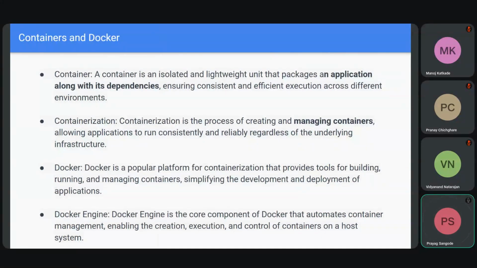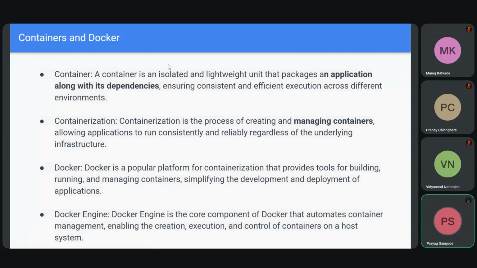So till now we learned about containers. Let's also learn about the definition. A container is an isolated and lightweight unit package. What does that lightweight unit package contain? An application along with its dependencies. You should not forget the dependencies, because there is a problem of dependencies between production and development environments that the container solves. And what is containerization? Managing the containers. We created the container, but we need to manage it, and that process is called containerization.